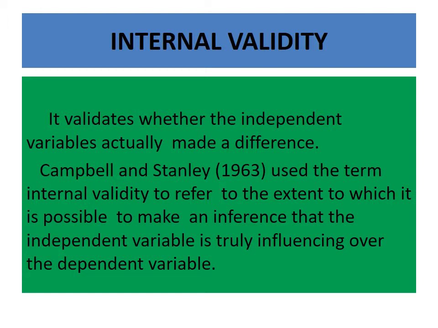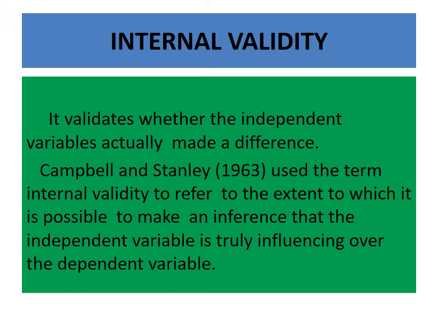Coming to internal validity, it is whether the independent variable actually made a difference. We are introducing an independent variable. For example, a person has high blood pressure, that is hypertension, and we are giving garlic juice. It is an independent variable. Why are we introducing an independent variable? In order to manipulate the dependent variable. So internal validity means we should make sure whether the independent variable actually made a difference, whether it is actually manipulating the dependent variable.